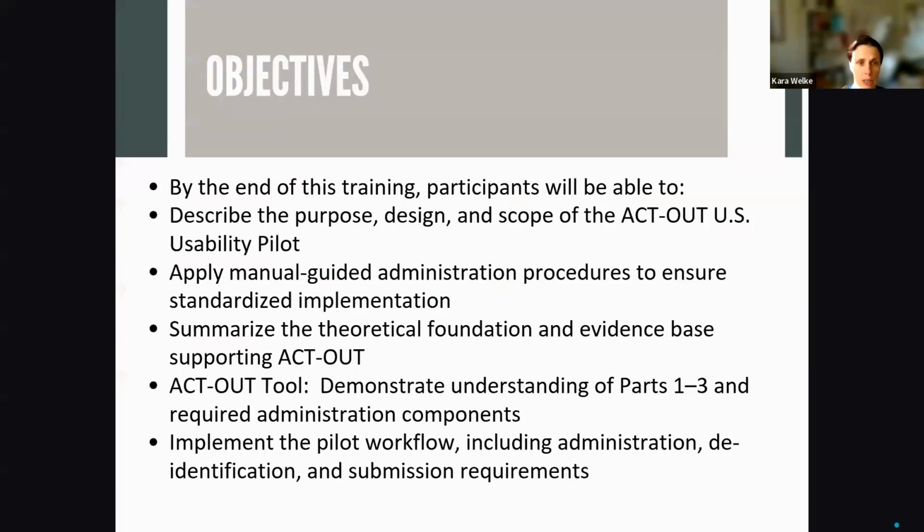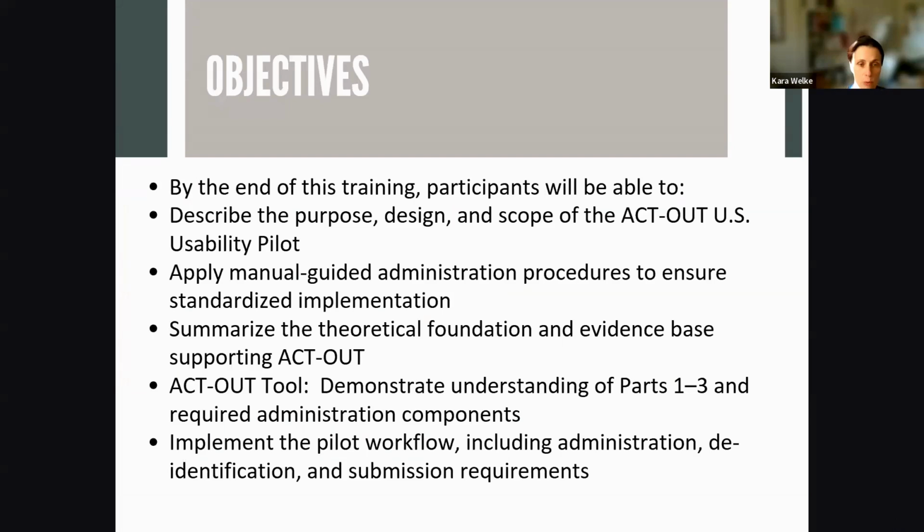So tonight's objectives really are for you guys to be able to describe the purpose, design, and scope of the ACT Out, and also the ACT Out usability pilot, to apply the manual guided administration procedures to ensure standardized implementation, to summarize the theoretical foundation and evidence-based support of the ACT Out.